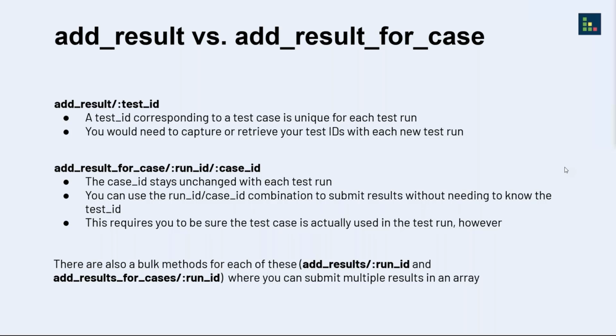results using either a test ID or a case ID. To do this, you would use the add result or add result for case endpoints, or the associated methods for adding results in bulk. You can use either method to submit the same results and configure automated testing around the methods which best suit your needs. So you don't have to use one or the other. You can use both, whatever you prefer. For consistency, I would probably recommend just sticking with one or the other.